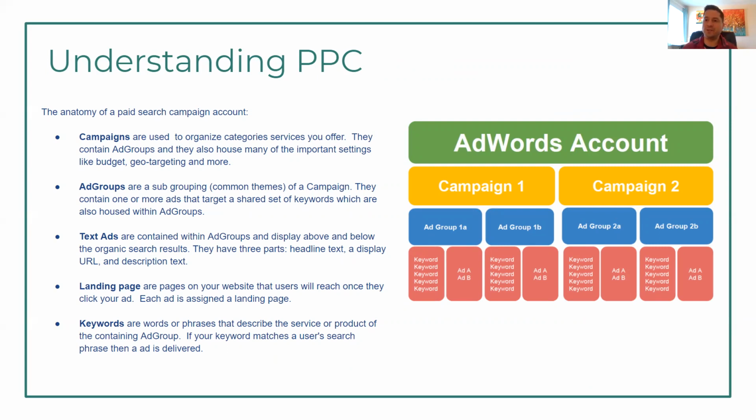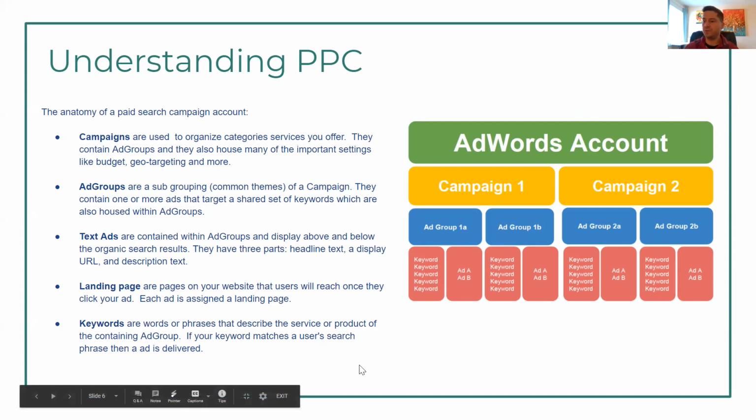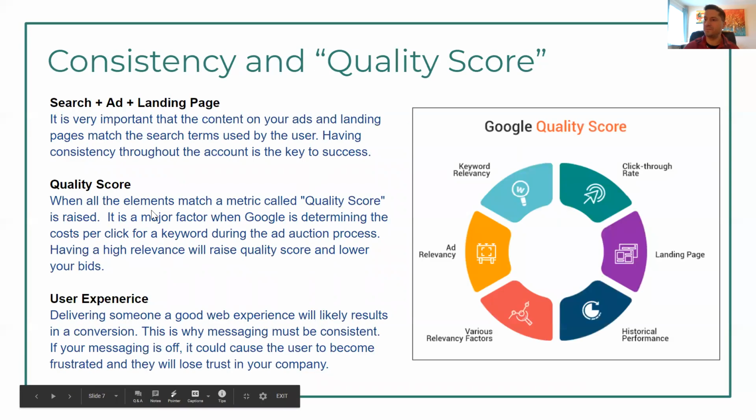And that's what we had looked at in previous slides. When you type in a certain keyword in the search engine results page, it produces the paid search ads above the organic results. And the landing pages are the pages on your website that users will reach once they click on your ad, and each ad is assigned a landing page. Keywords are words or phrases that describe the service or product of the ad group. If your keyword matches a user's search phrase, then the ad is delivered, following the bidding system, of course.